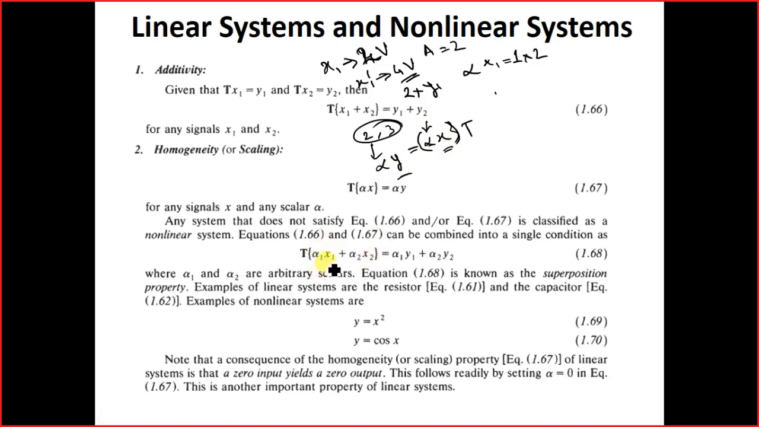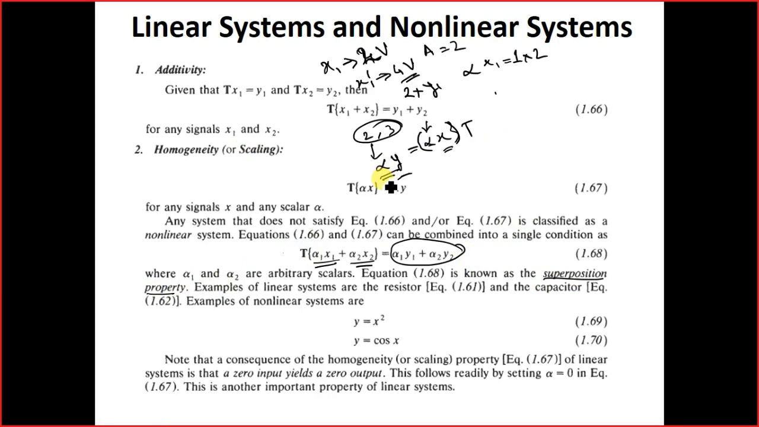Now at different time instances, we give two inputs. Say at one instance we give alpha 1 x1 and at the other instance I give alpha 2 x2. So I get a combined output of alpha 1 y1 plus alpha 2 y2. So if this follows this equation, then this is called the superposition property.